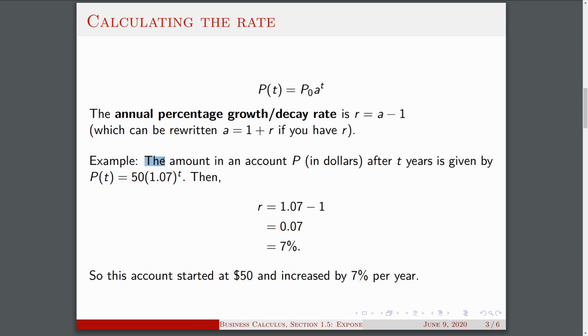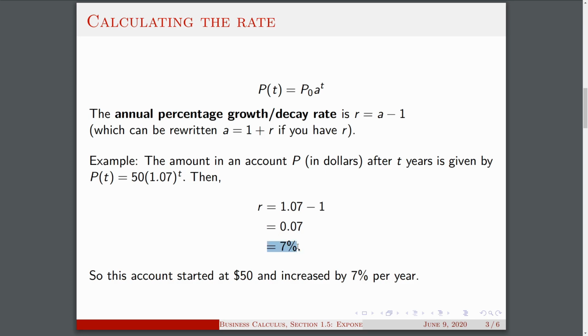So if I have a function for the amount in an account after t years, and the formula is given by this function here, P of t equals 50 times 1.07 to the t, then what rate is this growing at? So we'll use this formula here. We take the growth factor, which is 1.07 in this case, the thing in parentheses being raised to the t power. We subtract 1, we get 0.07, and we write that as a percent by moving the decimal 2 places. So 0.07, that's not 0.07%, it's 7%.